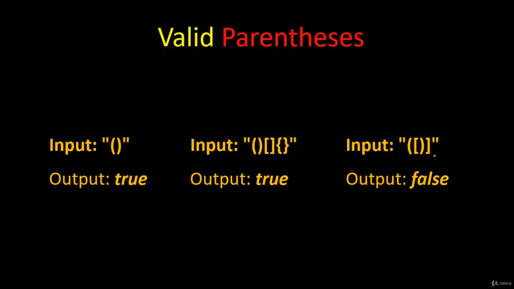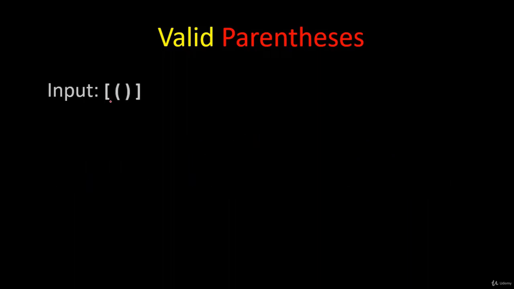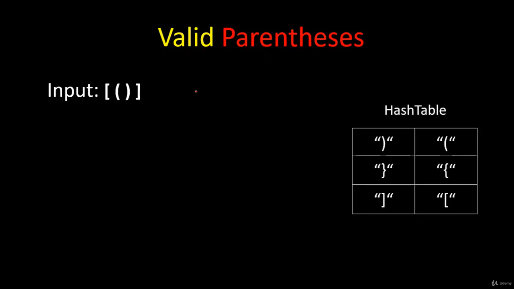Now let's see my solution in pseudocode. Alright, now let's see how my solution might look. For the sake of understanding, let's assume this is our input string. First, I'll iterate through this string from left to right. Here, we will have a hash table that will map closed brackets to corresponding opening brackets. And also, we have a stack here.